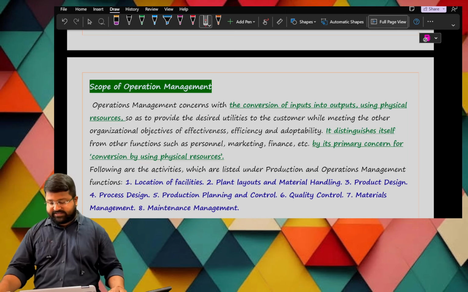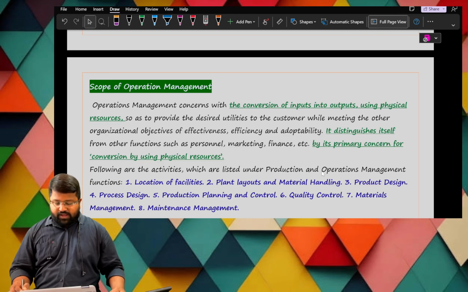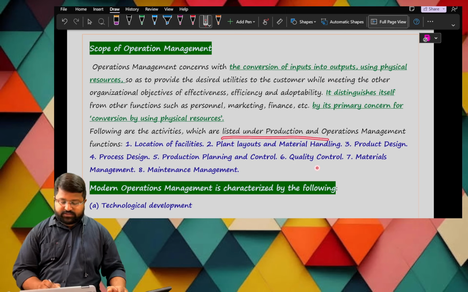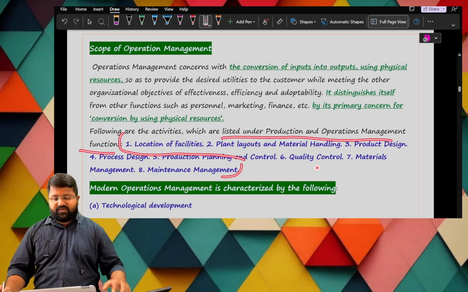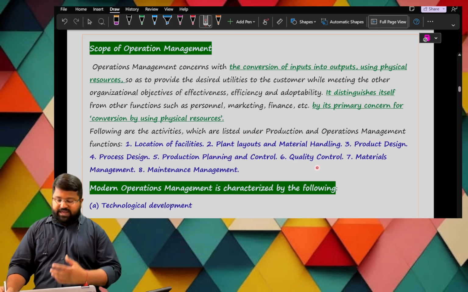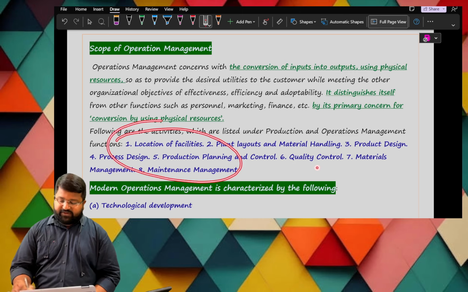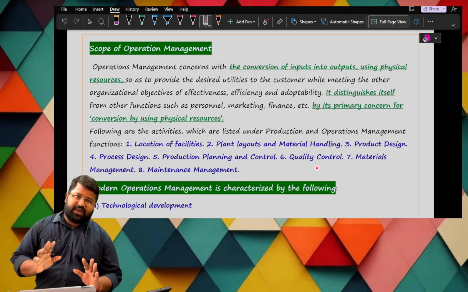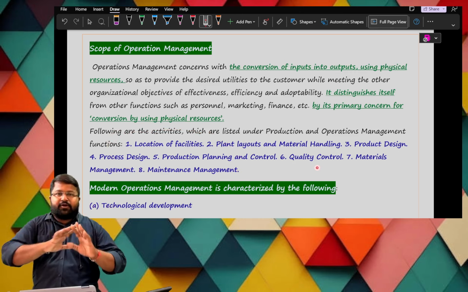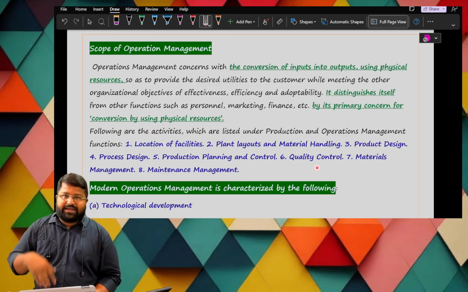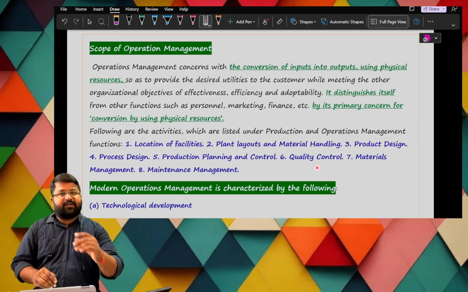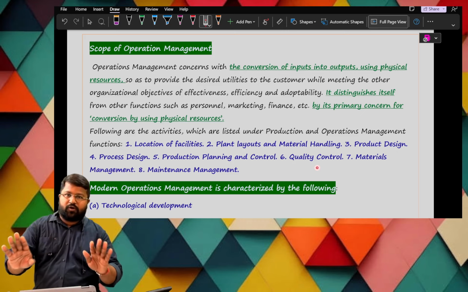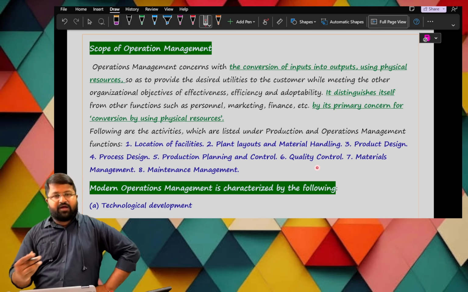Okay. Next, the following are activities which are listed under production and operations management function. So these are the activities which are being listed. Sir, what are these activities? There are eight activities. In these eight activities, you will have eight topics. Totally, we are having some topics now. In the index part, we are having modules. These topics will be covered there. There is no issue in that. Okay, don't worry.